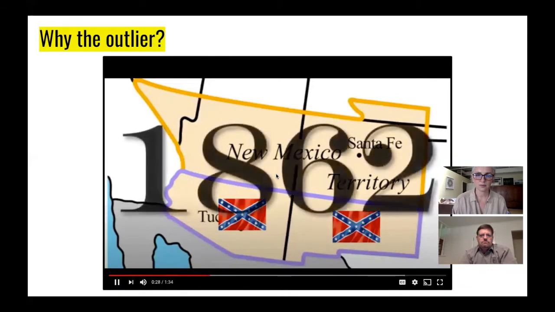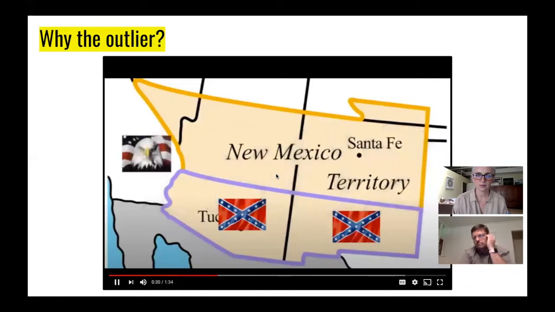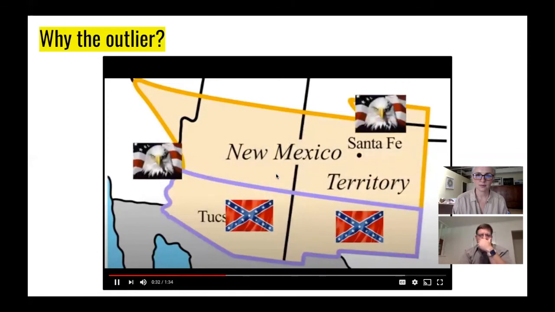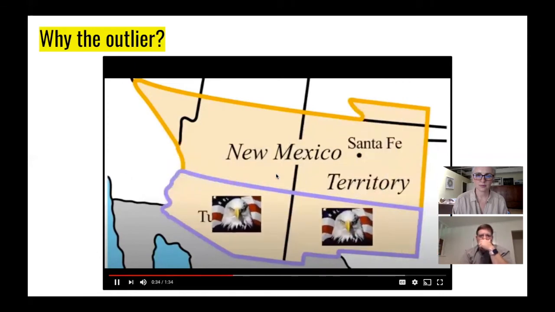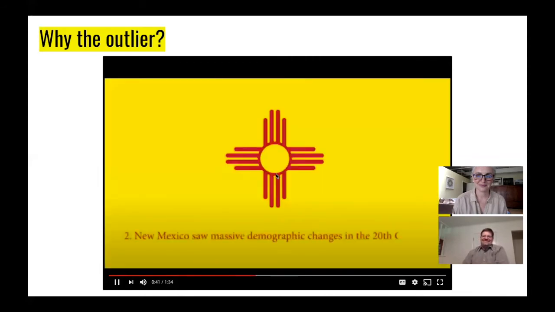And then, by 1862, Union forces out of California and Colorado defeated Texan forces in what would become known as the New Mexican Campaign. In the end, the Confederacy controlled New Mexico about as much as my dog controls my refrigerator. Second, New Mexico saw massive demographic changes in the 20th century.